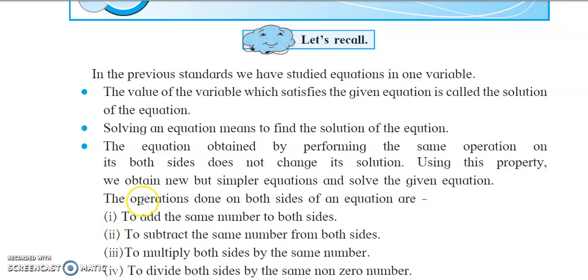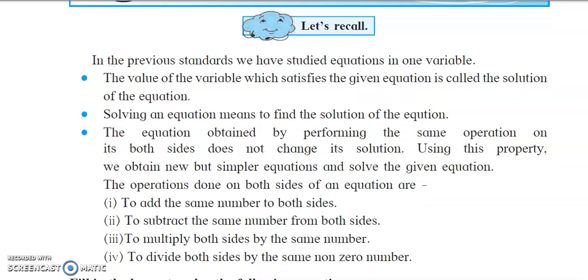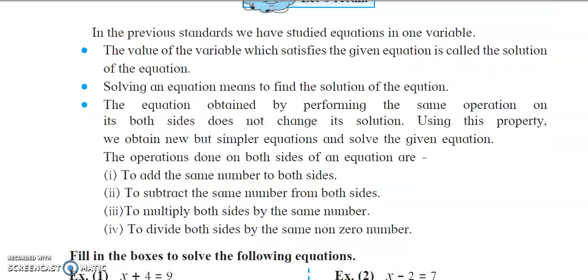So first of all, the operations done on both sides of an equation are given here: add the same number to both sides. We can be given such an example that you have to add the same number on both the sides. Then we can be asked to subtract the same number from both sides. We can be asked to multiply both sides by the same number, or to divide both sides by the same non-zero number. These operations are performed on the equations.